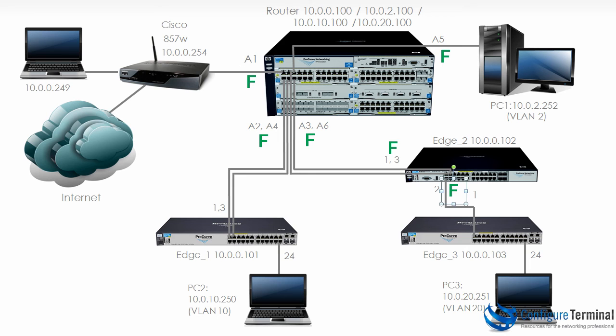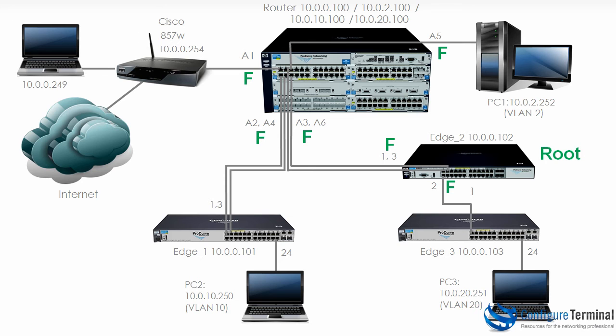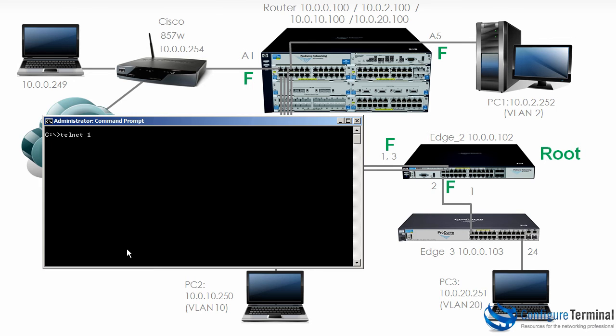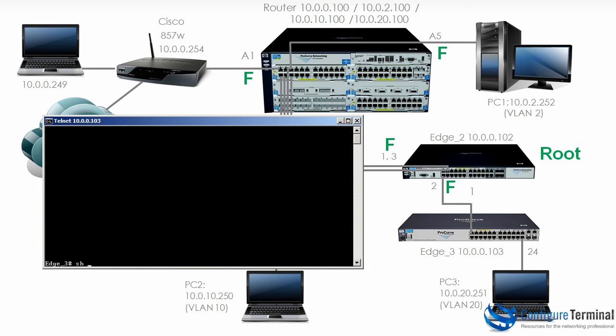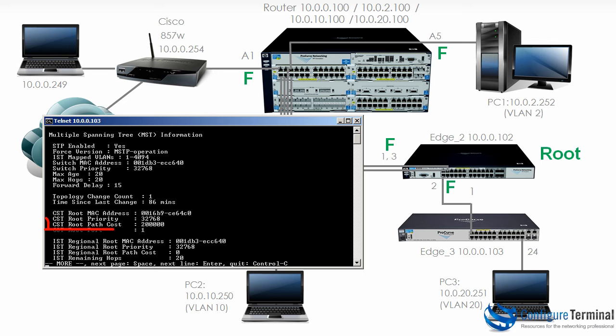So on our interfaces, both ports on edge 2 are forwarding, TRK1 as well as port 2. Edge 2 is the root of the spanning tree. Let's look at edge 3 and edge 1 to see if any ports have been blocked on those switches. So looking at edge 3, telnet 10.0.0.103, show spanning tree. You can see that this switch is not the root. It has a path cost to get to the root. Its switch priority is 32768.